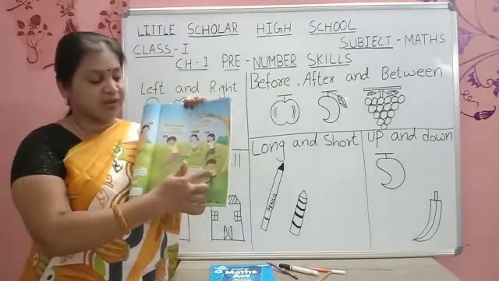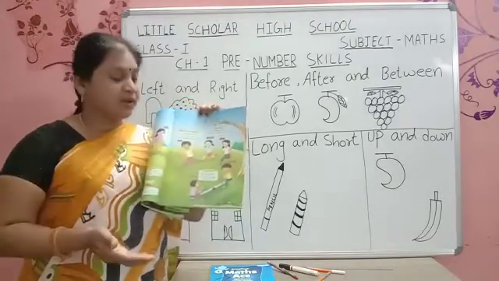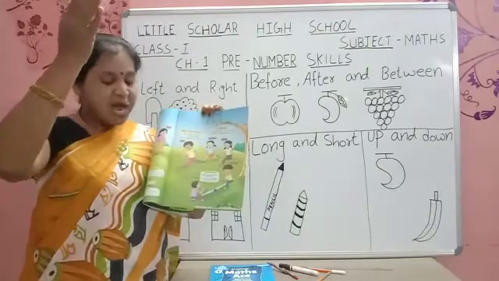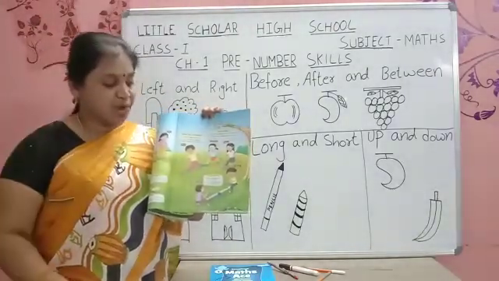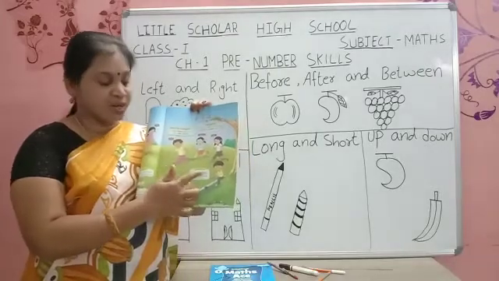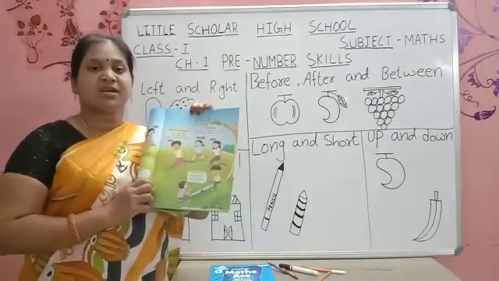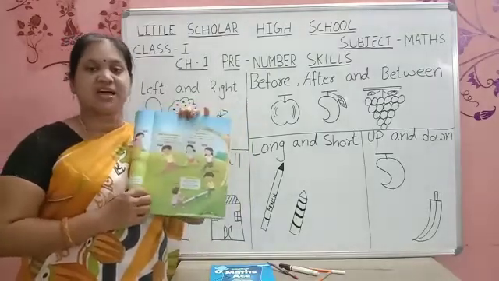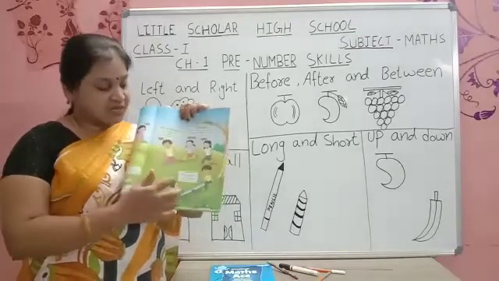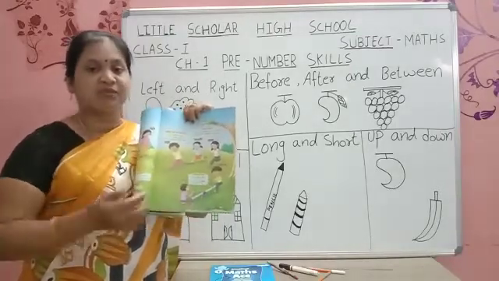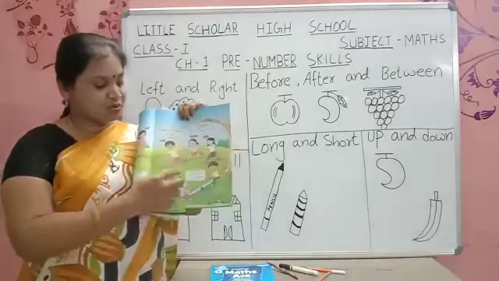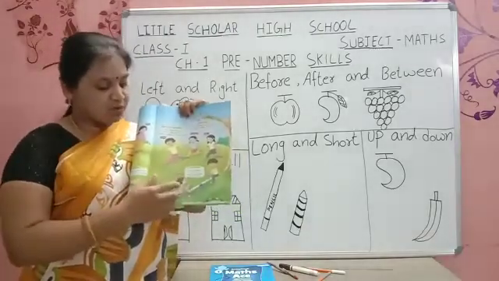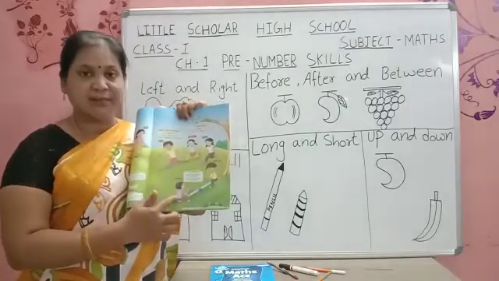Mark is going up on the seesaw. When Mark is going up, Aman is coming down. When Aman is going up, Mark will come down. So this is up and down. When 2 children are sitting on a seesaw, one friend will be going up, the other friend will be coming down.